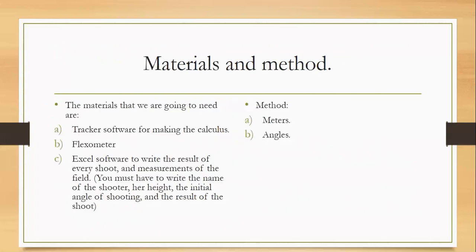With the materials and the method, the materials are going to be the Tracker software, the flexometer, and the Excel software. The software is going to register and analyze the data, and the flexometer is to be sure that the distance is the proper one. The methods, of course, we are going to be measuring in meters and angles.